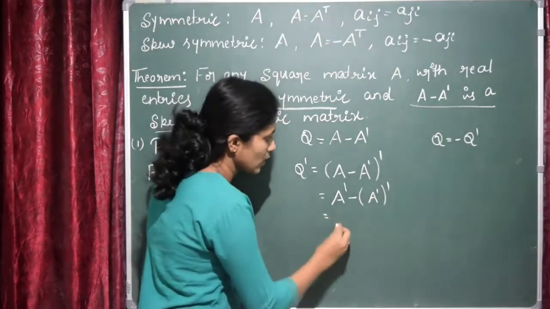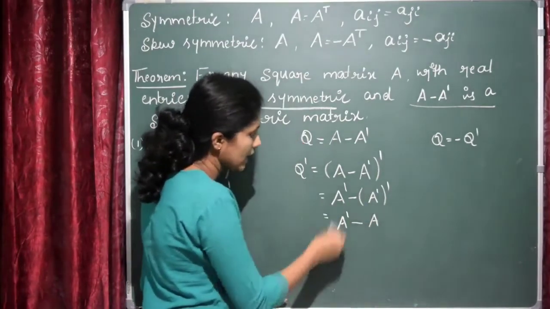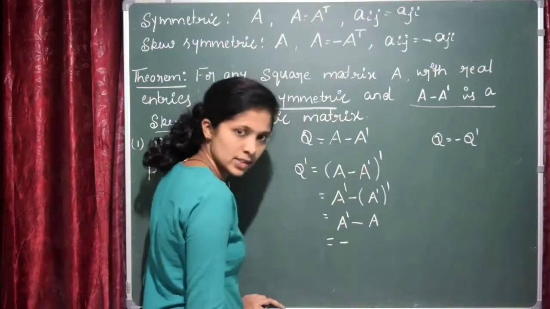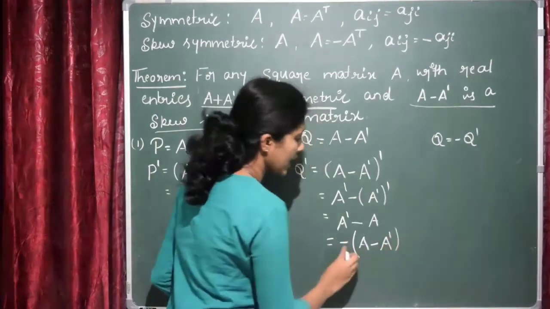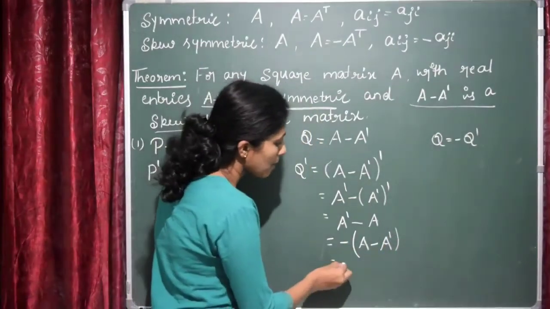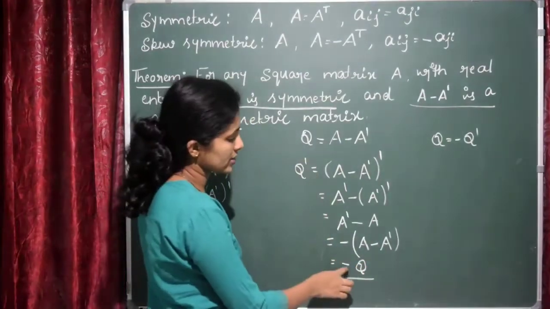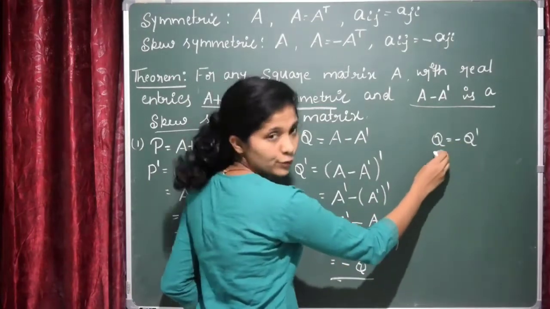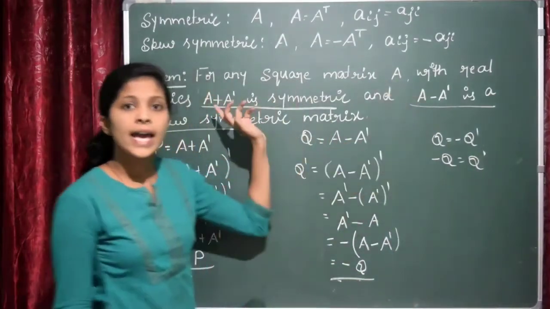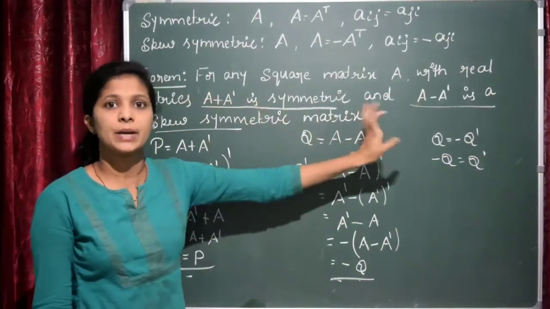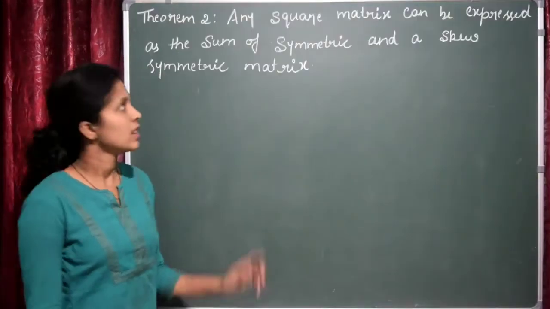So clear? So this is equal to, now A dash minus A transpose whole transpose will be equal to A. Now here I have A minus A dash, so I can take minus common. If I take minus common, I am left with A minus A dash. Is it clear? So this is equal to minus of A minus A dash, which is Q. By this we have proved that Q dash is equal to minus Q. So we can say that A plus A dash is always symmetric and A minus A dash is always skew symmetric. Remember this important one. Now we see the next theorem.